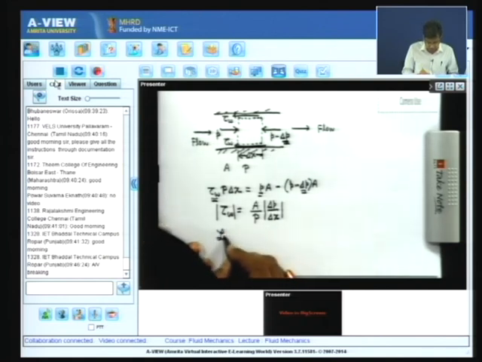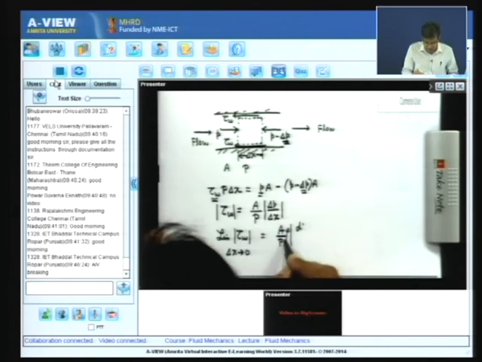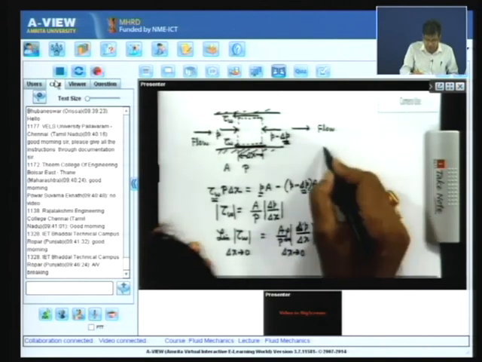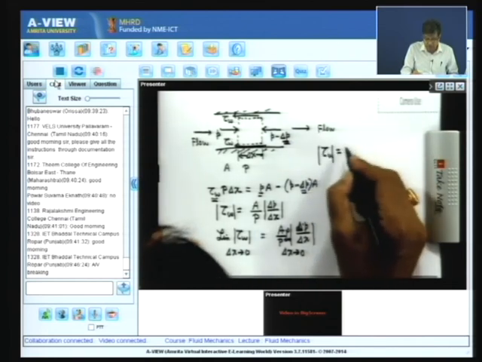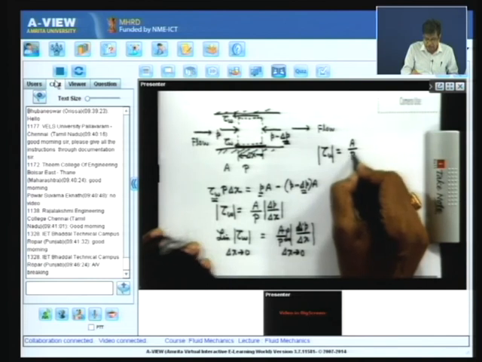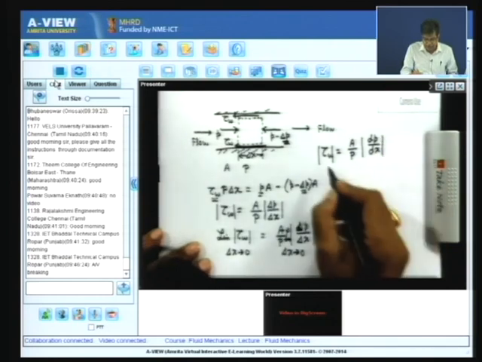Now, if we take a limit delta x tends to 0, it becomes A by P, this becomes dP dx. First I write delta P by delta x as delta x tends to 0, then if you write here tau W, the magnitude of tau W, equals area by perimeter times dP dx, and this formula you have already derived, the relationship between wall shear stress and the pressure gradient.